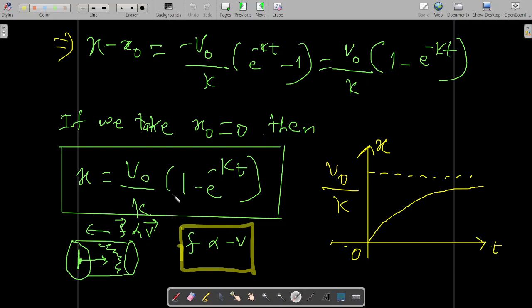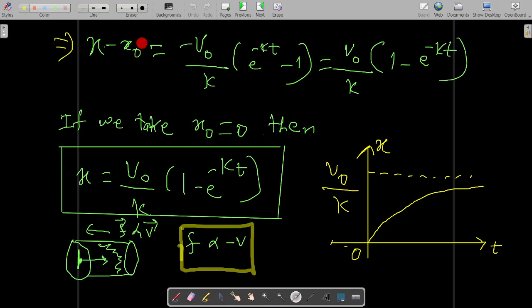So all these things are certainly there in real life, but we are taking an idealistic situation where the resistive force is directly proportional to the velocity of the object. So what happens then? If we take x naught equal to 0, then what will happen?